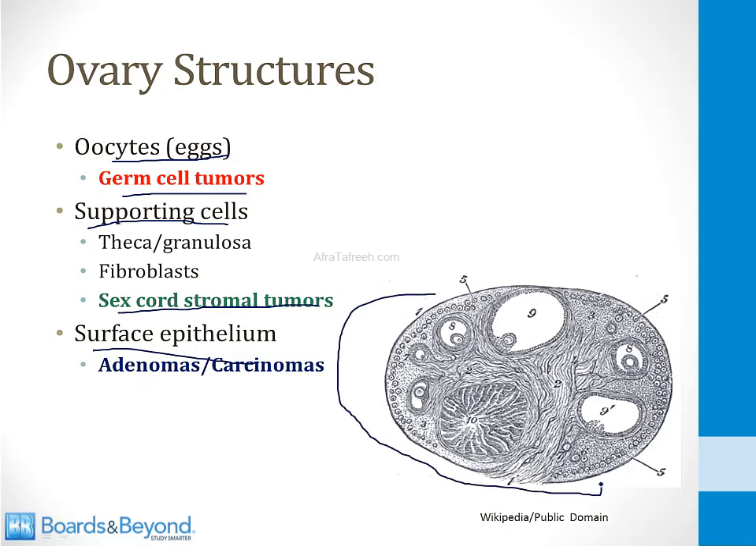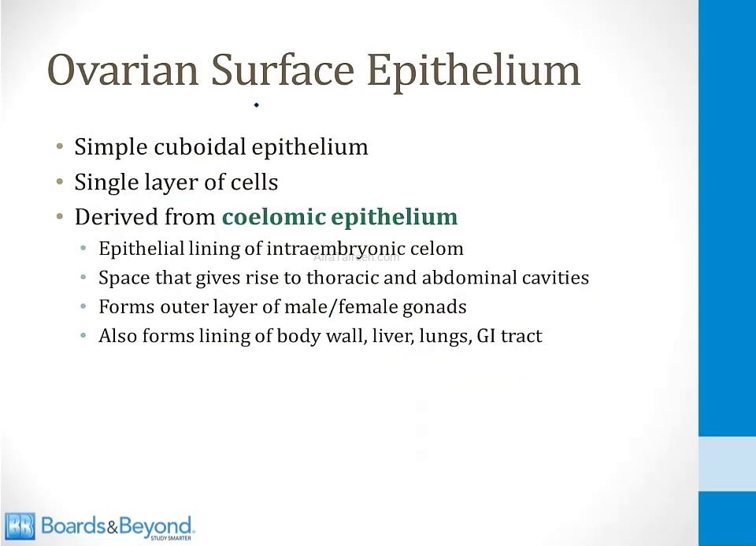So the surface of the ovary contains an epithelial layer, and tumors that derive from this layer are called adenomas and carcinomas. The ovarian surface epithelium covers the outer surface of the ovary. It's made up of simple cuboidal epithelial cells. It is a single layer of cells. And we don't talk much about these cells outside of oncology because they don't play a major role in the physiology of the ovary, but they're very important in terms of tumors because they often lead to ovarian cancer.